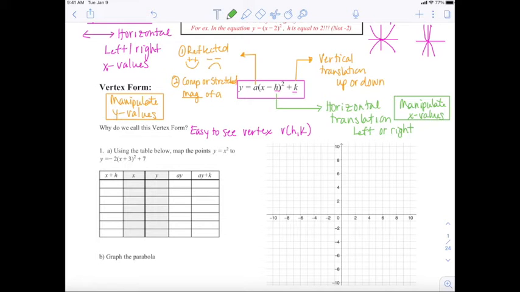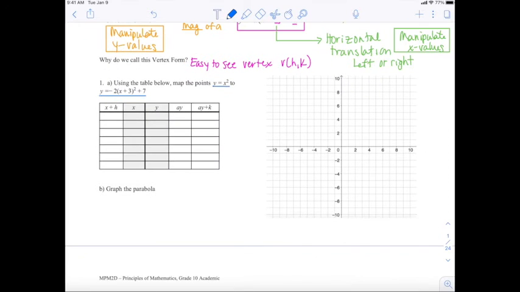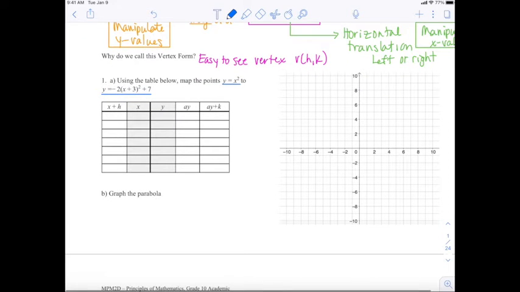quiz or a test, which is: using the table below, map the points y equals x squared to the graph y equals -2(x + 3) squared + 7. So what I can see is that this graph is reflected in the x-axis because there's a negative here, so I know it's facing down. I also know that the magnitude is 2, so I can see that it's going to be skinnier, or let's say stretched, by a factor 2. And I can see that it's going up 7.